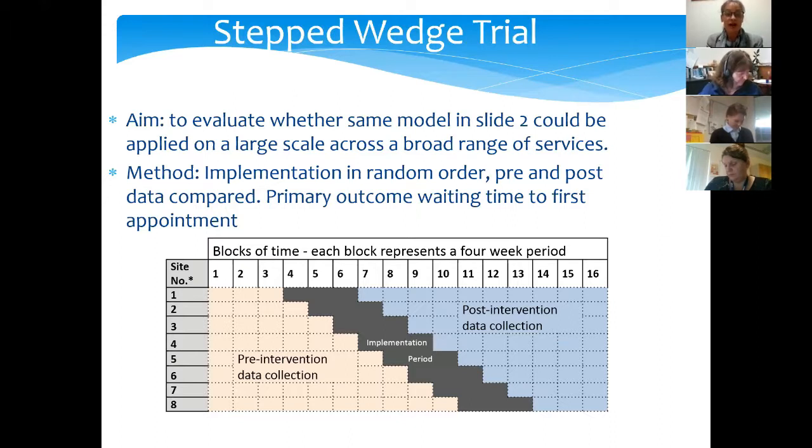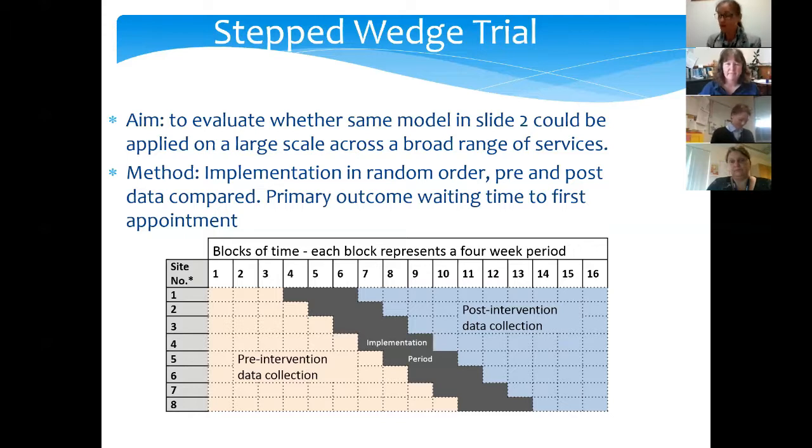So the cluster stepped wedge randomised control trial is becoming more popular in health services research. It's quite attractive to service managers in particular because all of the services get the intervention in the end. And there's also a bit less potential for contamination, which can be a bit of a problem in regular cluster randomised controlled trials where some of those in the intervention group might influence a little bit some of the people in the control group, particularly with service level interventions.